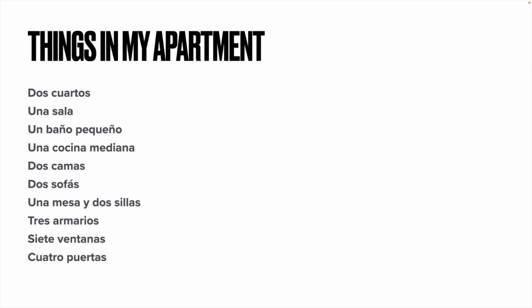En mi apartamento hay una mesa y 2 sillas. En mi apartamento hay 3 armarios. En mi apartamento hay 7 ventanas. En mi apartamento hay 4 puertas. So now I'm going to ask you to pause the video and try to do the same thing and tell me about all the things in your apartment. I will ask you in Spanish, ¿qué hay en tu apartamento?